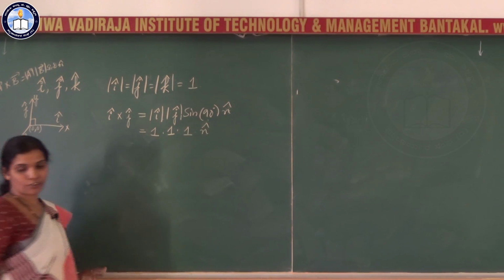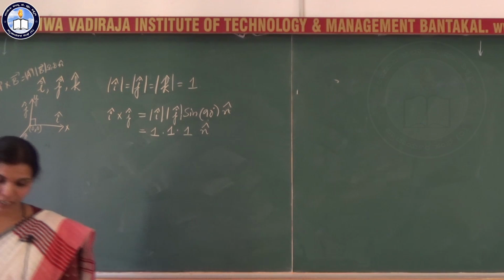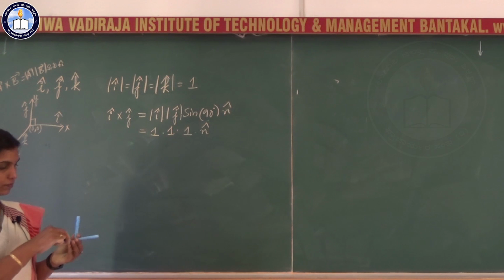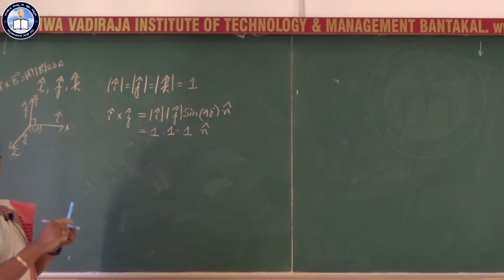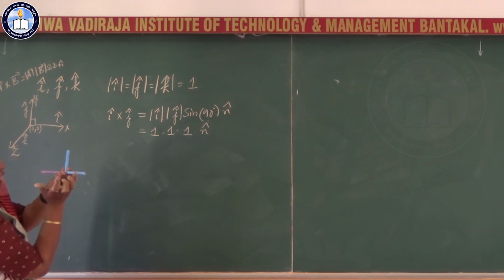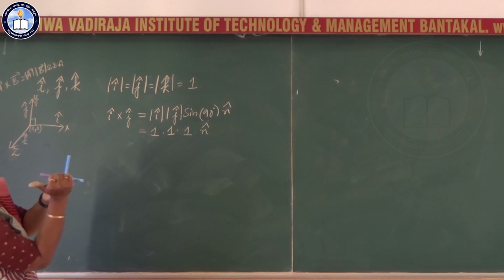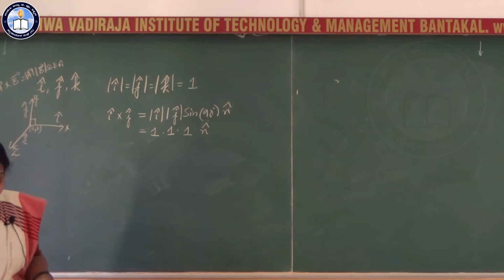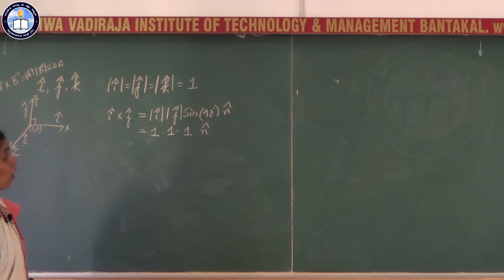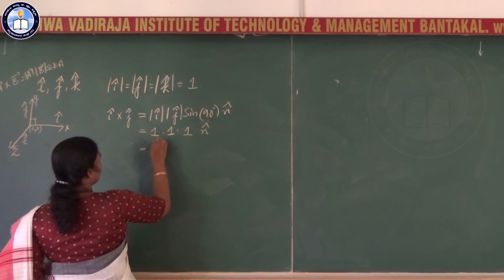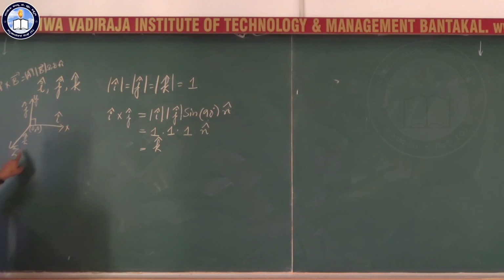Now what is the direction of n cap? See, i and j are in this direction. You see, i cross j, n cap is along this direction, that is along the z direction. In the sense, n cap is along k cap. The unit vector along the z direction is k cap.